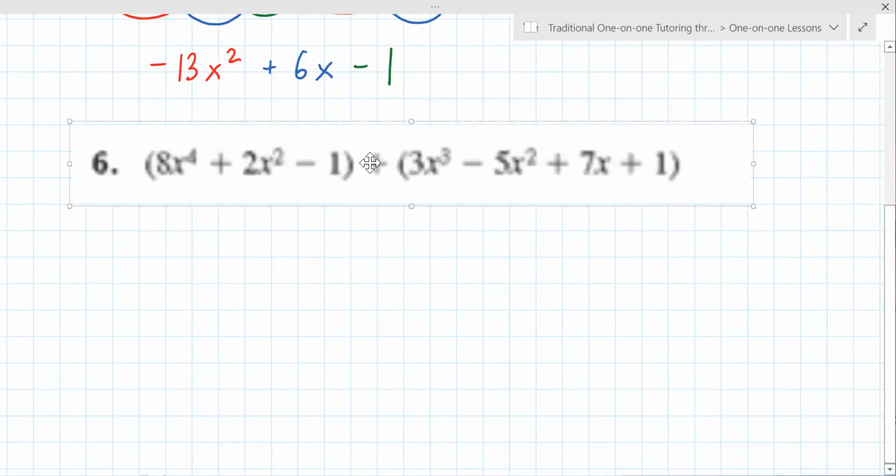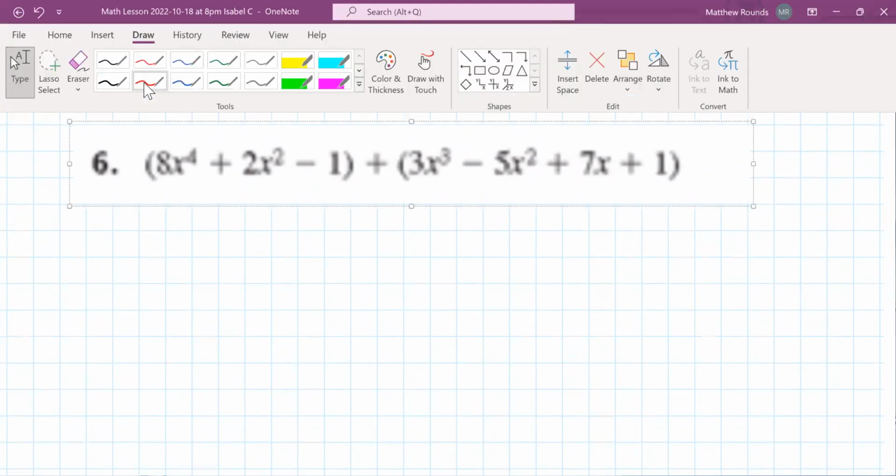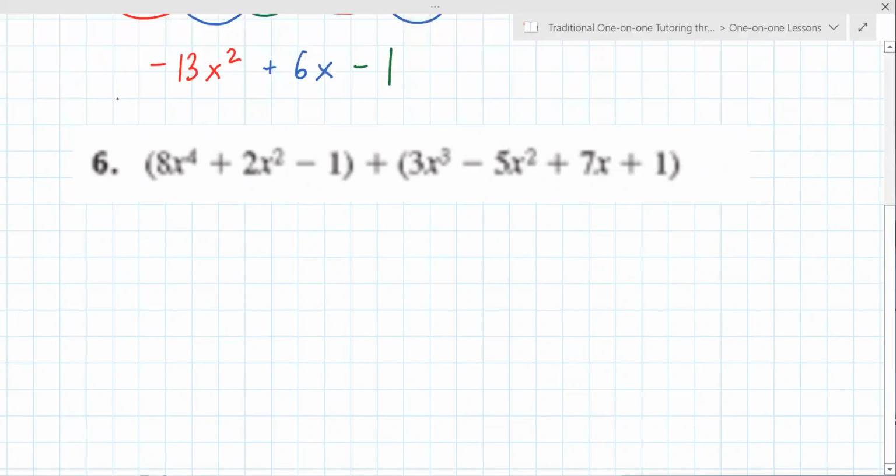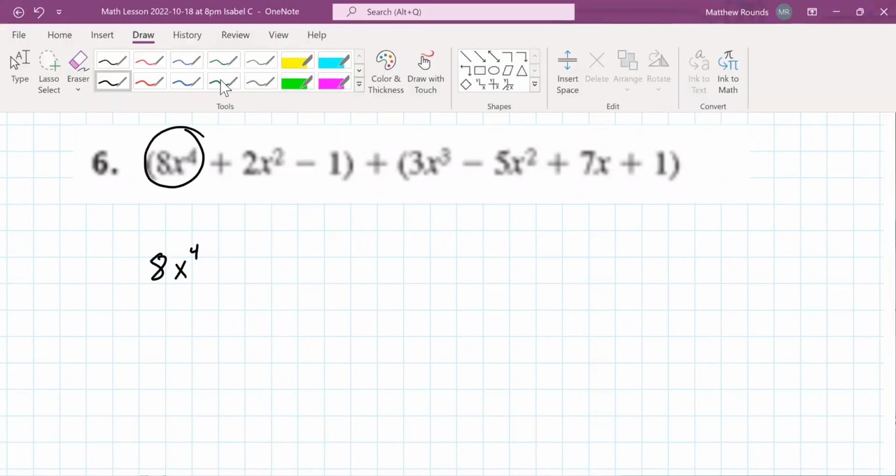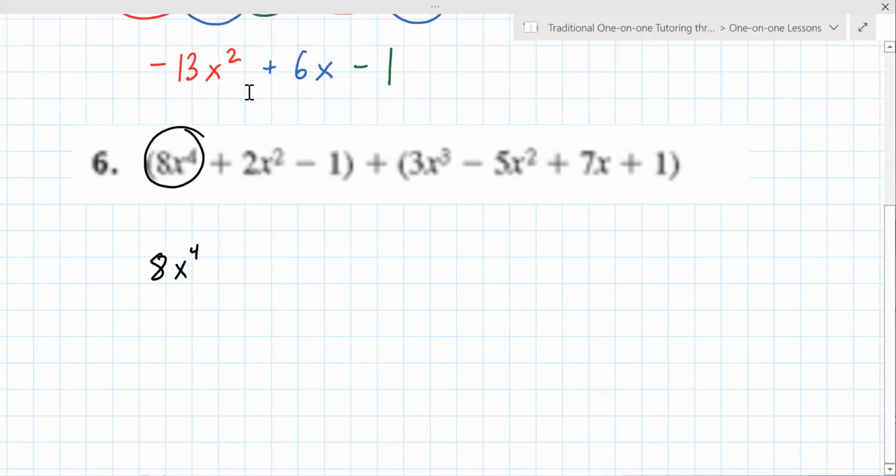So again, because there's a plus in the middle, there's really no reason to have the parentheses, but I'm not going to rewrite it because it just takes too much time. So when I circle this 8x to the fourth, do you see that there is no other power of 4 term? So you just bring it down, 8x to the fourth. And then you could go to the 2x squared, but you really want to go in descending order. See how there's no other cubed terms. There's only one with a power of 3.